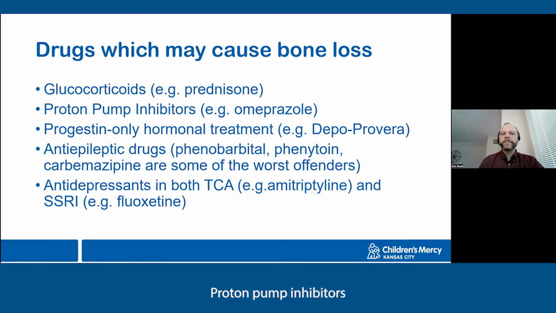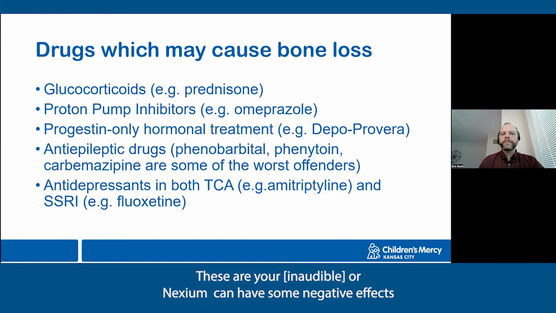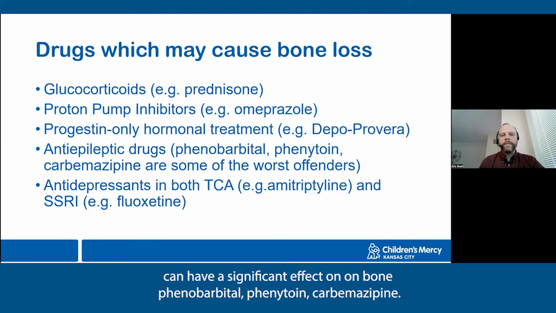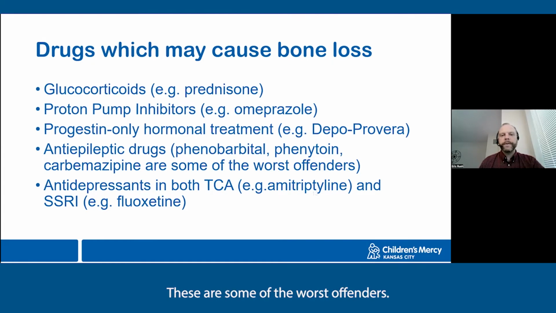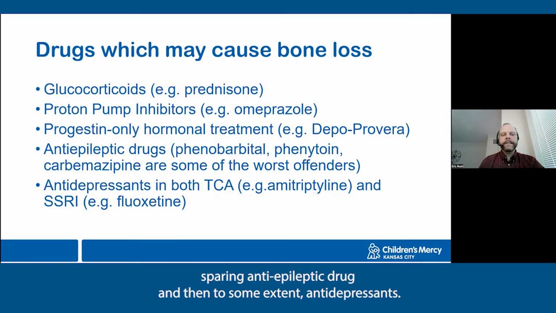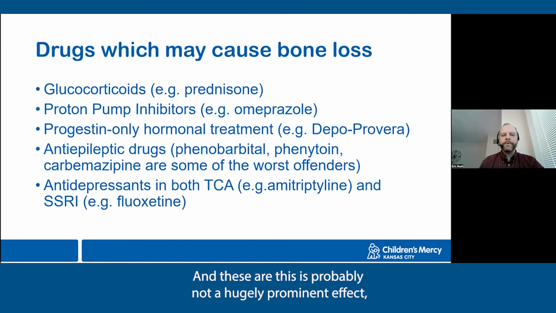PPIs, proton pump inhibitors, like omeprazole, esomeprazole, or Nexium, can have some negative effects for bone for sure. Progestin-only hormonal treatment, things like Depo-Provera, can have negative effects on the bone. A lot of your anti-seizure drugs, particularly the older ones, can have a significant effect on bone. Phenobarbital, phenytoin, carbamazepine. These are some of the worst offenders, and so we caution to use, if possible, maybe a relatively bone-sparing anti-epileptic drug. And then to some extent antidepressants, and this is probably not a hugely prominent effect, but it has been seen at least statistically in tricyclic antidepressants and serotonin-specific reuptake inhibitors.